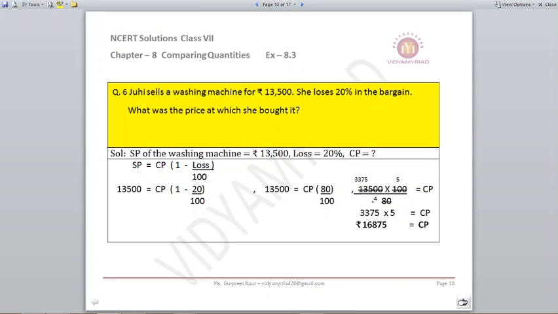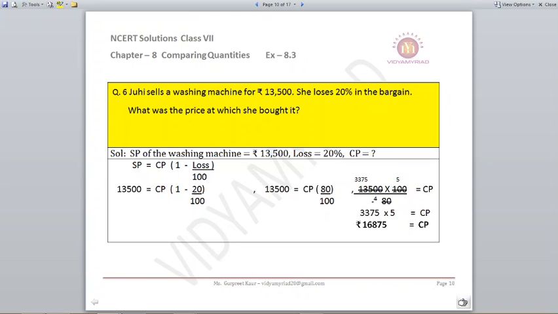Question number 6. Juhi sells a washing machine for rupees 13,500. She loses 20% in the bargain. What was the price at which she bought it? Now what is given to us? She sells. Sells means selling price is given to us, 13,500. She had undergone a loss of 20%. What was the price she bought it at? Bought it means we need to find out the cost price, which we don't know. So CP is equal to question mark.